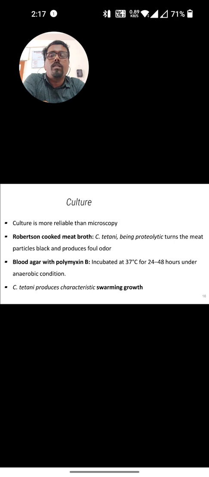Where you can do the culture of this specimen. Culture is more reliable than microscopy. Robertson cooked meat medium is a biological medium which is used for the cultivation of Clostridium tetani. It is a proteolytic bacteria and the meat particle turns black in color after producing a foul odor or pungent smell after the growth of the bacteria.